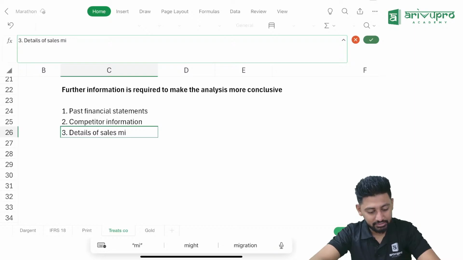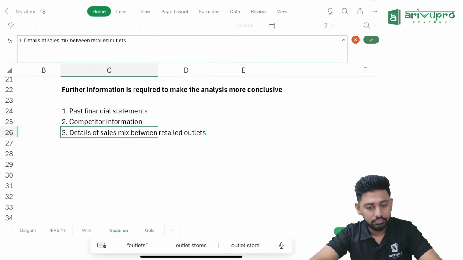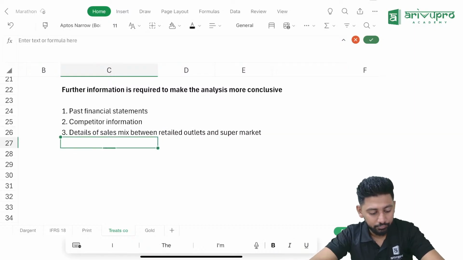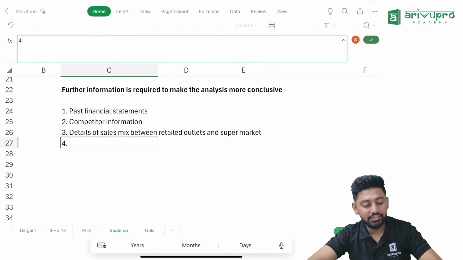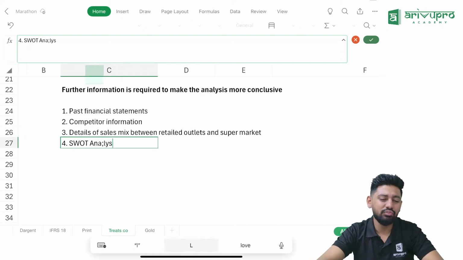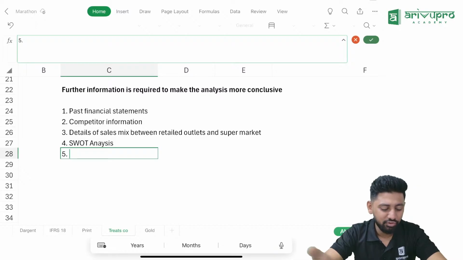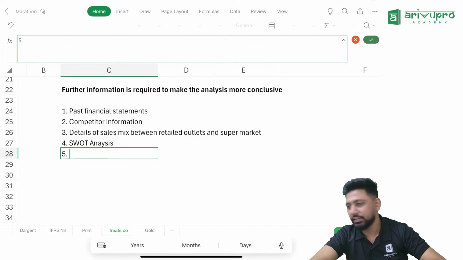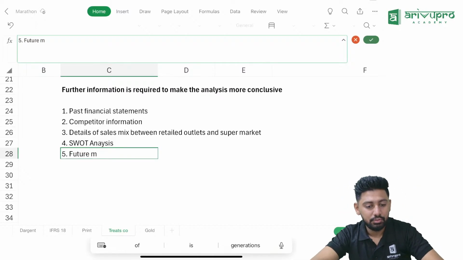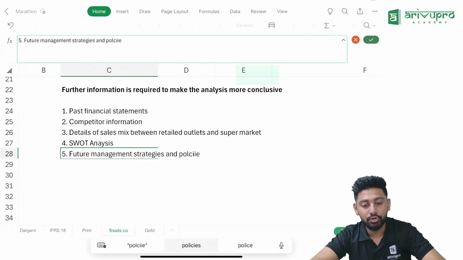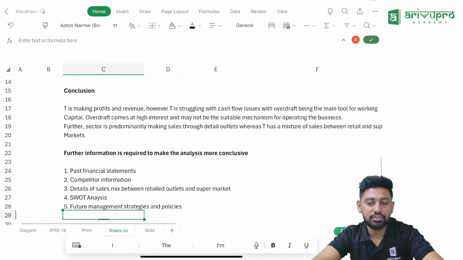of sales mix between retail outlets and supermarkets. Number four, I want to understand SWOT analysis. Now, guys, you don't have to be very detailed. I'm just giving it because you can take any 4-5 points and complete it. Then future management strategies and policies and any other relevant information.